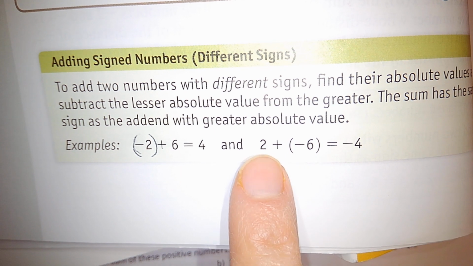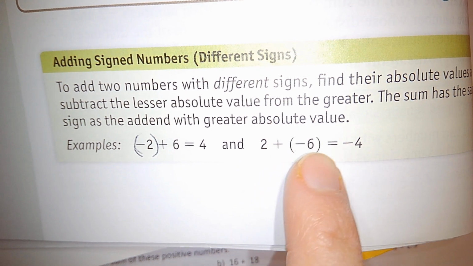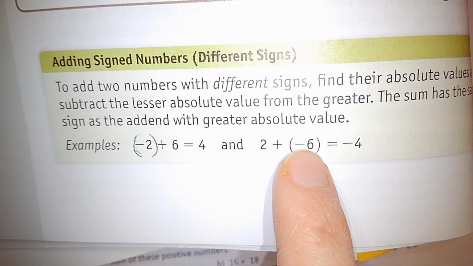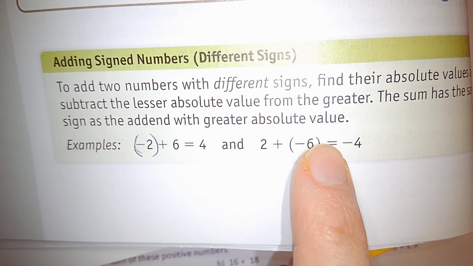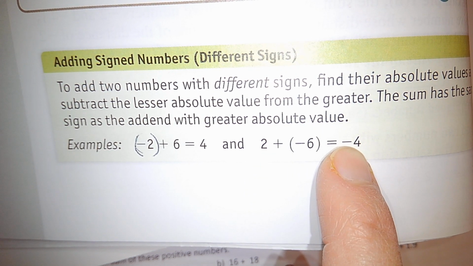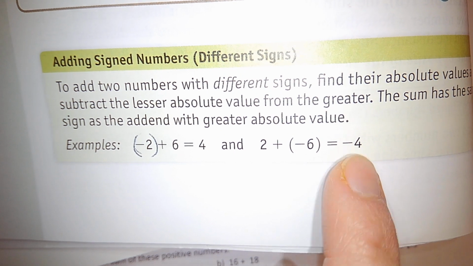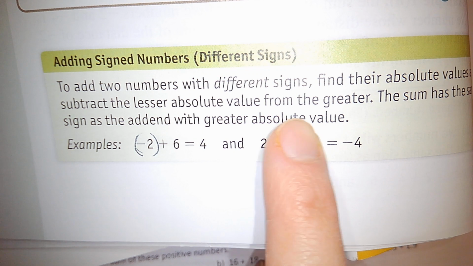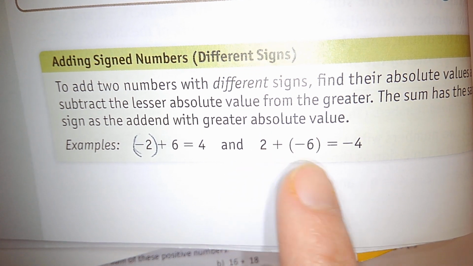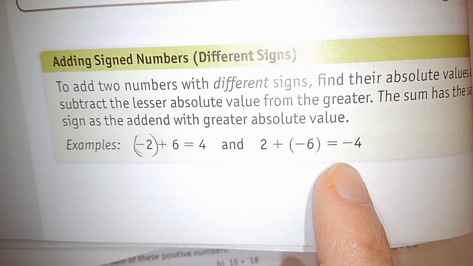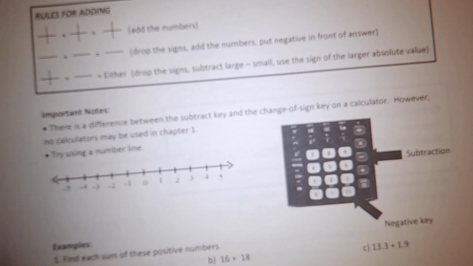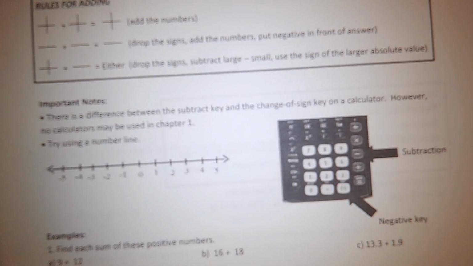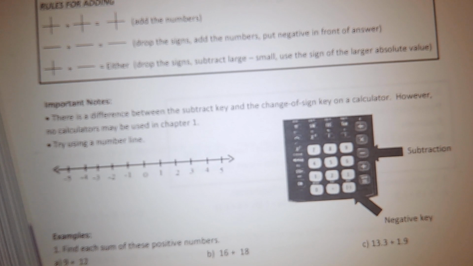How about this one? 2 plus negative 6, right? This negative number has a greater absolute value. So eventually the result will be negative, right? And how do we get this 4? Use the greater absolute value, which is 6, minus the 2, which gives us the 4. Right? Okay, so these are the rules. Okay, so I think that's it from the book.